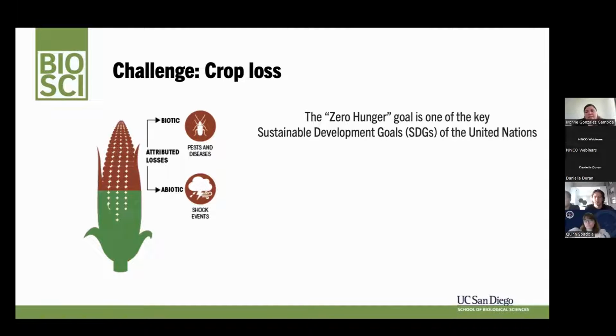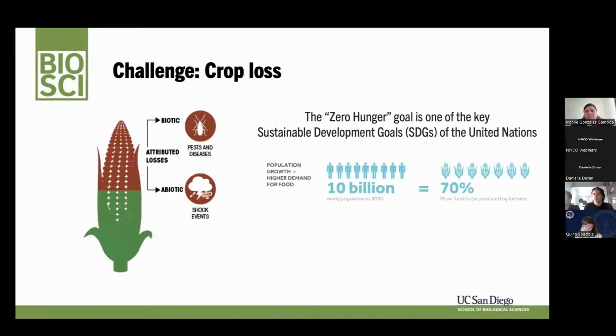There's this zero hunger goal, one of the key sustainable development goals of the United Nations. This one talks about how we're going to have a population growth by 2050 of around 10 billion people, and how this will demand more food. So we're going to have to be able to produce 70% more food by farmers. And not only will we have to produce more food, but we also have to take care of the food that we're already producing. So in order to do this, we're trying to target plant health in order to enhance food security.